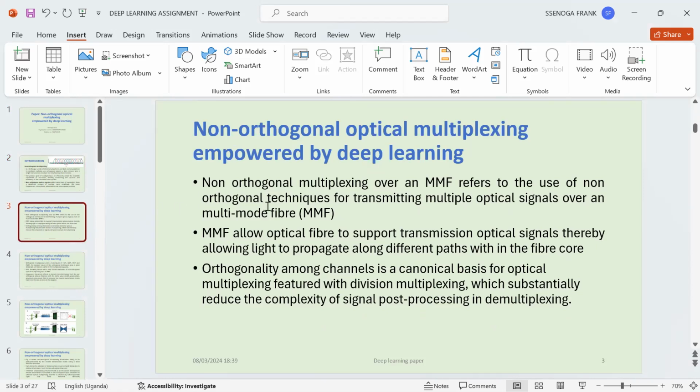So the non-orthogonal multiplexing light fields, or the non-orthogonal light fields, are propagated over an MMF. An MMF is a multimode fiber cable that is used to propagate these light fields up to the receiving end.